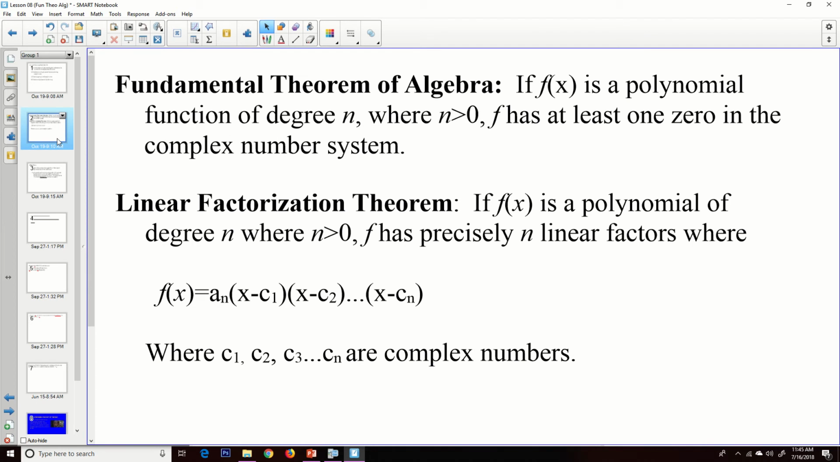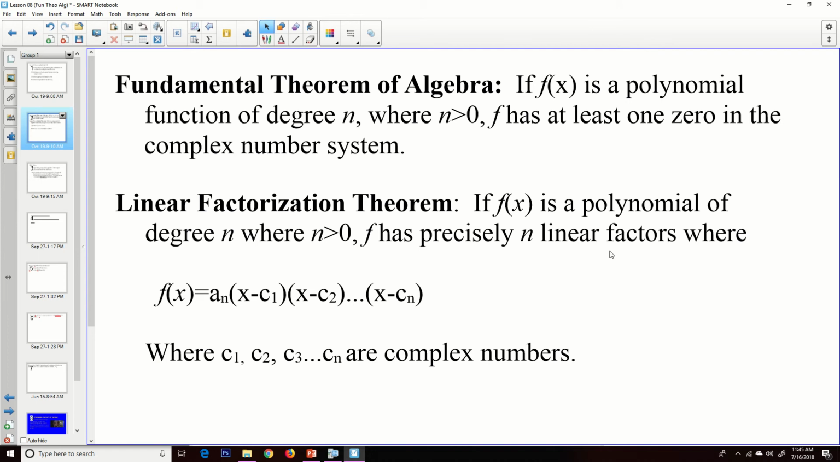The fundamental theorem of algebra is this: if f of x is a polynomial function of degree n, where n is greater than 0, then f has at least one zero in the complex number system. And when they say at least one zero, they mean that zero could be repeated the same number of times as the degree n that we have here.